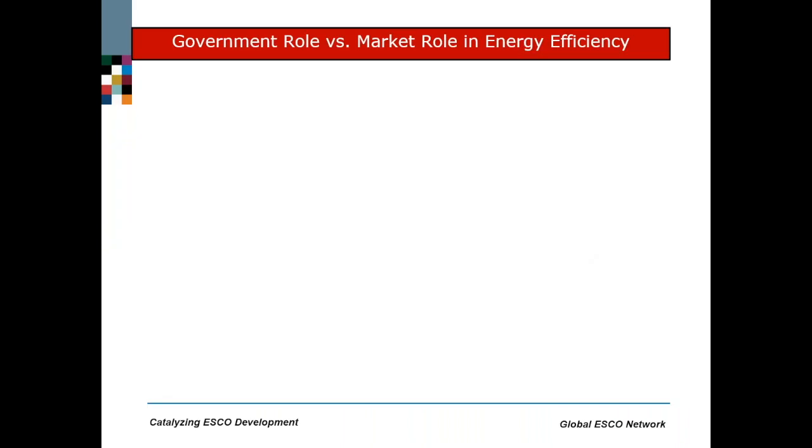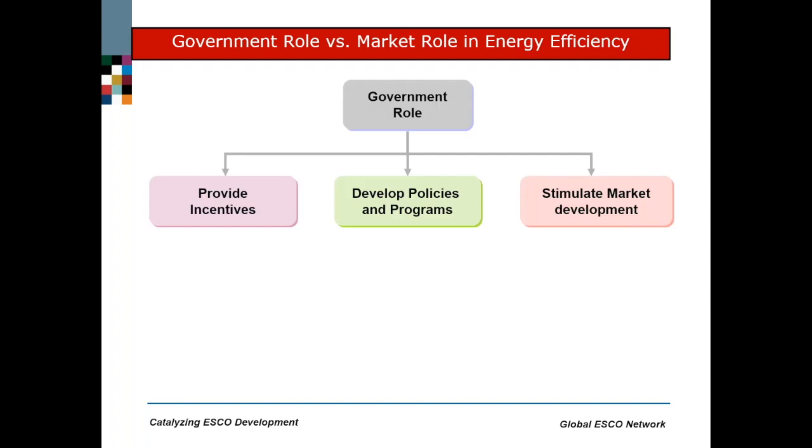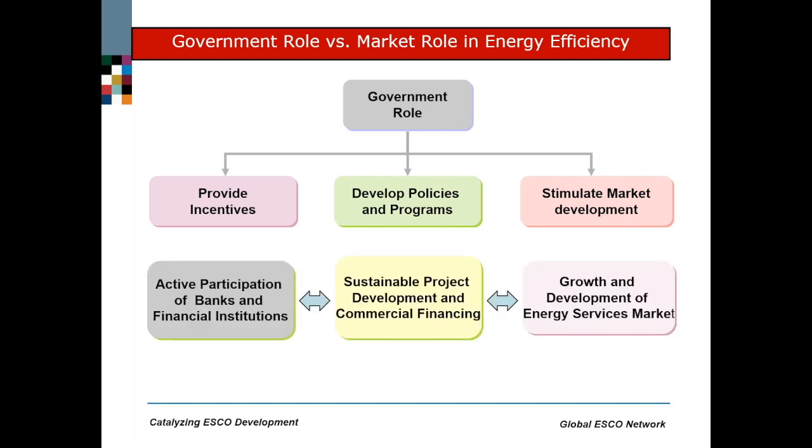Let me start off by talking about the potential role of the government versus the market in promoting energy efficiency. Obviously, we all want the markets to function. We all want the ESCO markets to develop and to be actively involved in implementing energy efficiency projects. The government's role in doing this can be a number of different things. For example, governments can develop the appropriate policies and programs to help implementation of energy efficiency. They can also provide incentives to make energy efficiency attractive, and they also need to stimulate market development, particularly the development of the ESCO market and the supporting financial infrastructure.